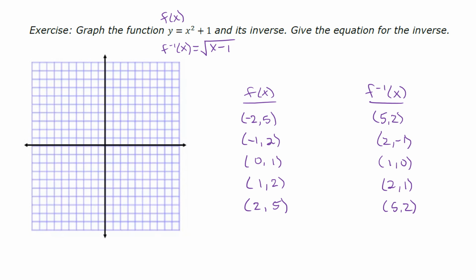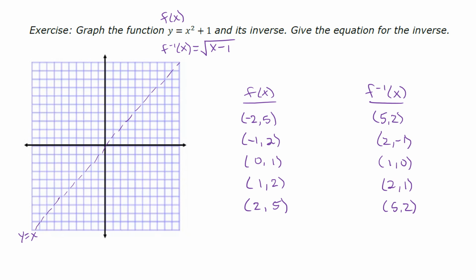So on my graph, I'm going to make a dashed line of the equation y equals x, because I know both of my functions are going to be mirror images over this line. So this is y equals x. We're then going to plot our f of x function. So we'll just plot these points.